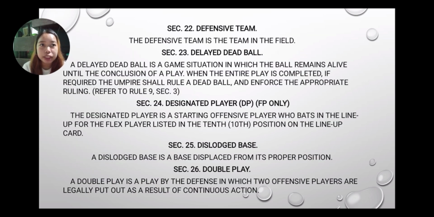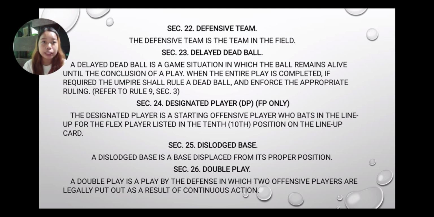Section number 22. Defensive team. The defensive team is the team in the field, of course. Section number 23. Delayed dead ball. A delayed dead ball is a game situation in which the ball remains alive until the conclusion of a play. When the entire play is completed, if required, the umpire shall rule a dead ball and enforce the appropriate ruling. Refer to Rule number 9, Section 3.